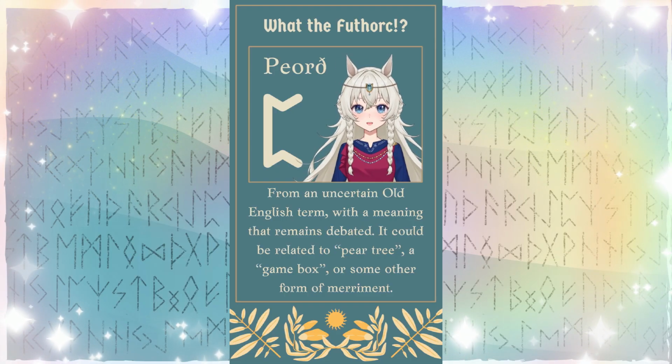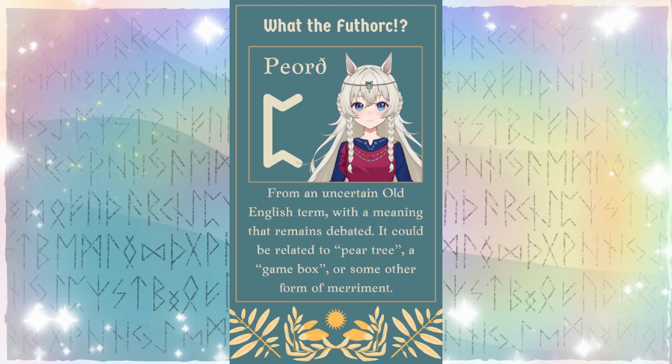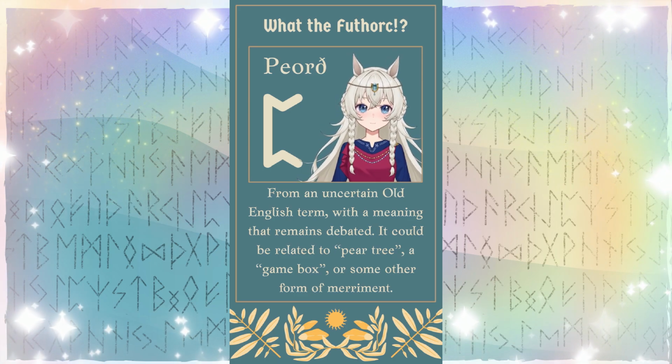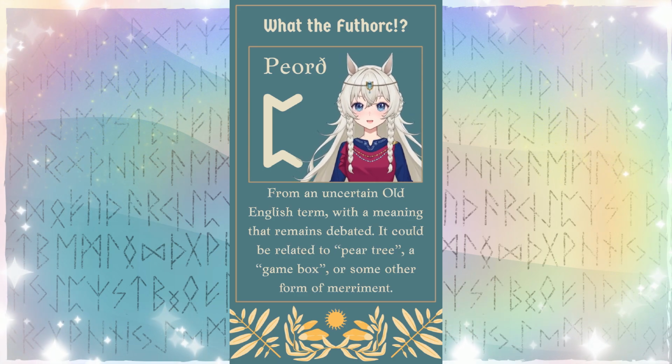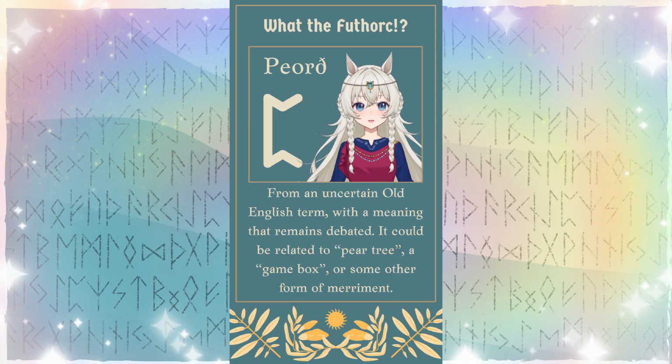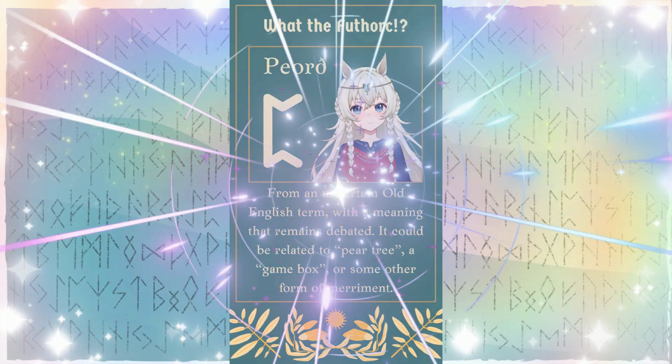Because the original meaning has been lost, more modern interpretations have been varied. Peroth has been linked to chance or hidden outcomes. In some traditions, it's taken as a reminder that unpredictability plays a part in life, and that shared joy helps people cope with that which cannot be controlled.